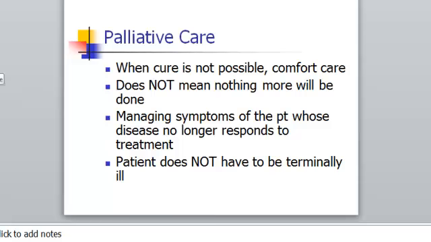A lot of times people with palliative care, as in end-of-life hospice care, think that they won't be getting medical care anymore. But that's not true. They still get good medical care, just not curative care.